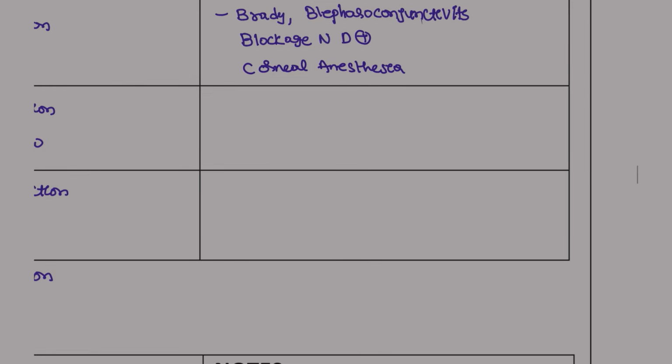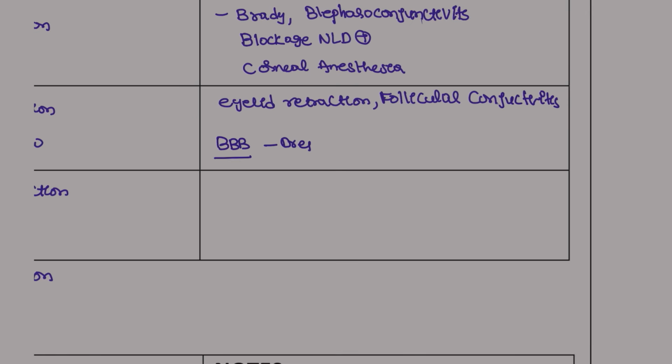Next, coming to the alpha agonists. Alpha is going to cause eyelid retraction. Eyelid retraction will be seen, and also follicular conjunctivitis will be also seen in this patient. If it crosses the blood-brain barrier, it can cause depression, and in babies, if they are children, it can cause drowsiness, and also it can cause apnea. So that's why this is contraindicated in children. All these are severe symptoms if they cross the blood-brain barrier.